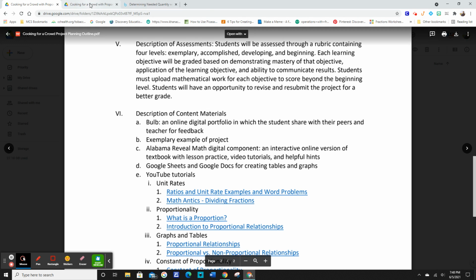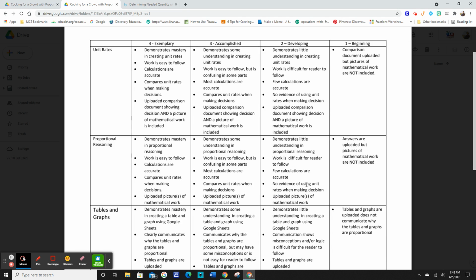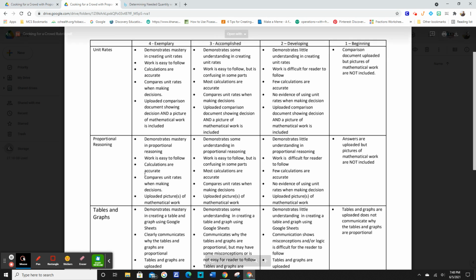Okay, so let's go ahead and time out for a second, and let's go over to the rubric. Here is a rubric, and we're going to focus in mostly on the page that I showed you, proportional reasoning. For each of the different levels, exemplary, accomplished, developing, beginning, there's a list of expectations, and students need to meet those particular expectations to be considered accomplished or developing or exemplary. So they have to meet all of that criteria in order to be in that particular category.